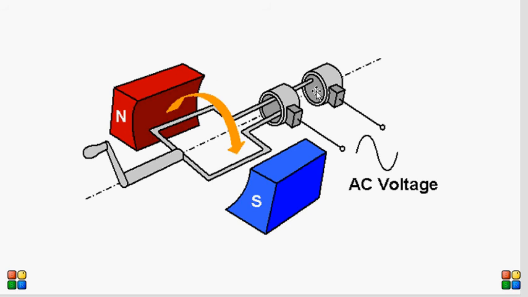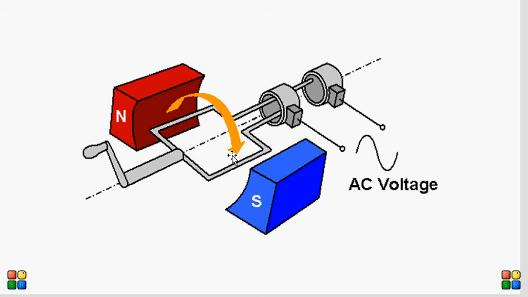Basically, these are two slip rings. They are not split. One side of the coil is connected to one slip ring, and the other side of the coil is connected to another slip ring. Those two are not connected to each other, neither do they touch each other. These are carbon brushes, and at these ends we connect appliances, and they start glowing.